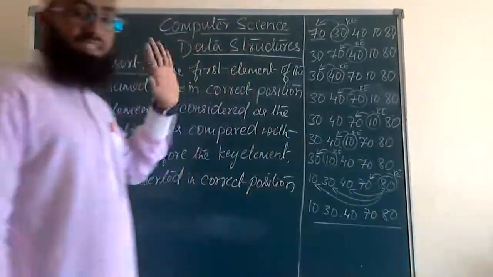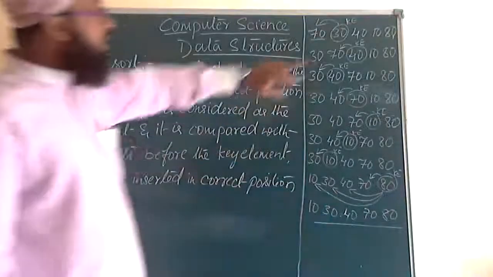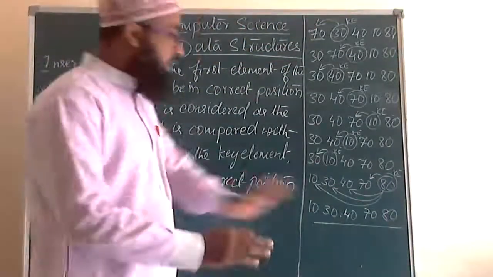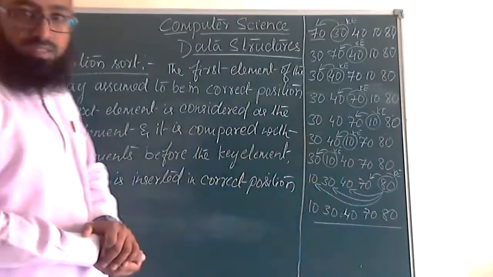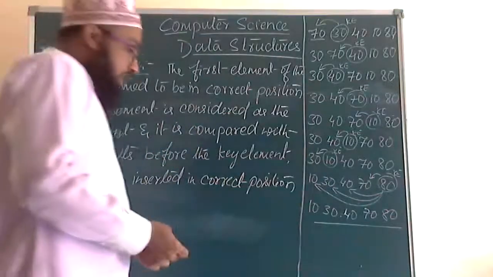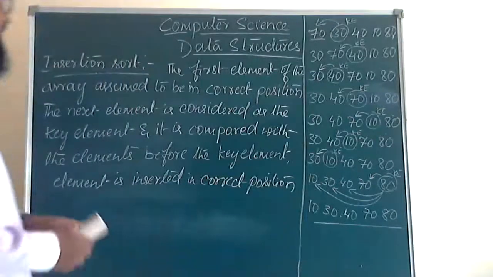First element, take it as it is in the correct position. Then take the next element as key element, and then compare with every element before the key element. Then finally, we are going to get this type of answer. Like this insertion sort is going to work. So hope you have understood. Next, come to two-dimensional array.